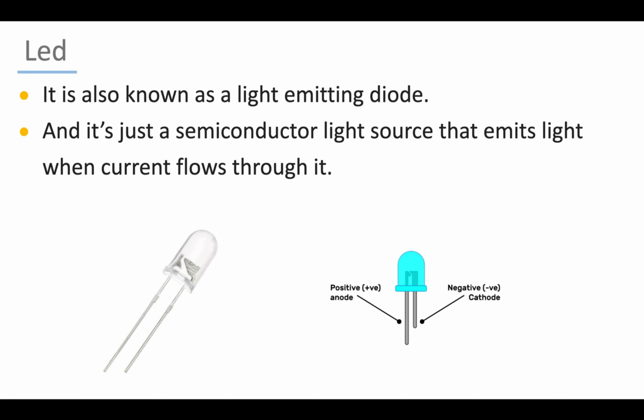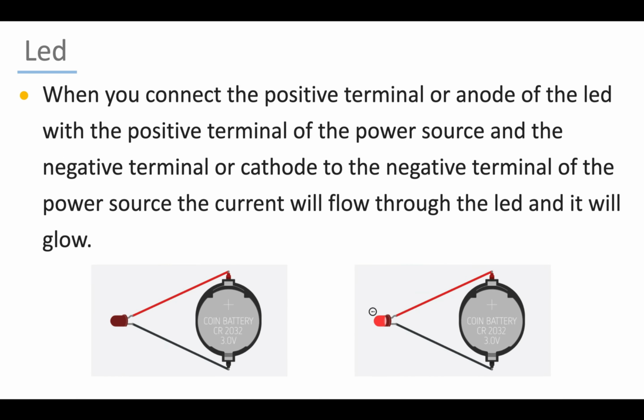When the LED is connected to the power source, the current flows through these two wires and the LED will glow. When you connect the positive terminal or anode of the LED with the positive terminal of the power source, and the negative terminal or cathode to the negative terminal of the power source, the current will flow through the LED and it will glow. As you can see in this example, when the positive terminal of the LED is connected to the positive terminal of the battery, the LED is glowing.